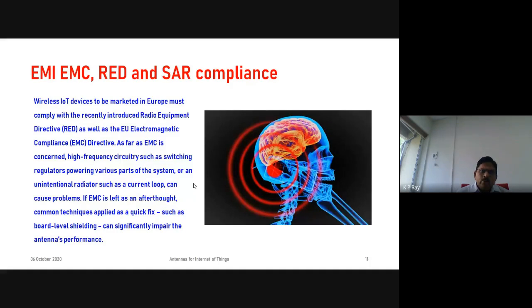Now, the next very important point is compliance. You have to make your systems EMI hardened or electromagnetically compliant. Some of the things I have put here are EMI, EMC, RED, and SAR compliance. Recently one term was introduced, that is RED, the Radio Equipment Directive, which has to be complied with for the European countries. Likewise, you have the European Electromagnetic Compatibility EMC directive, which also has to be complied with.